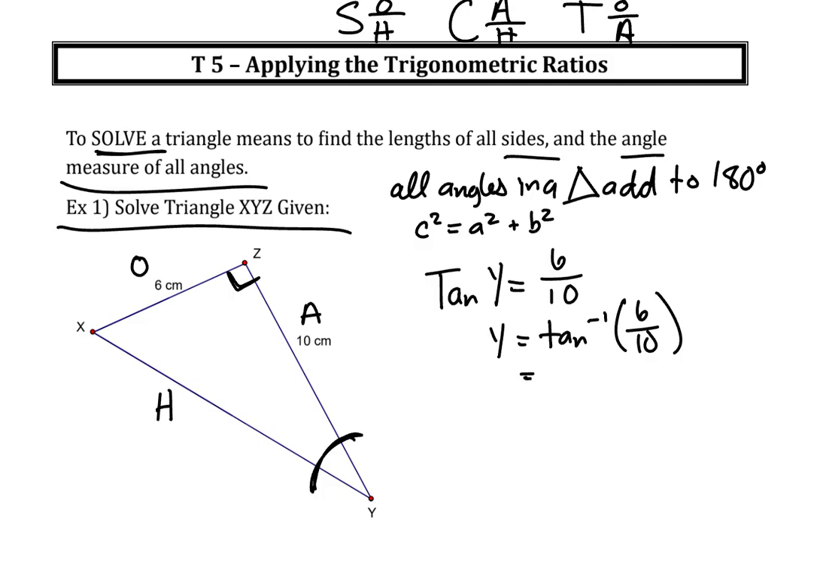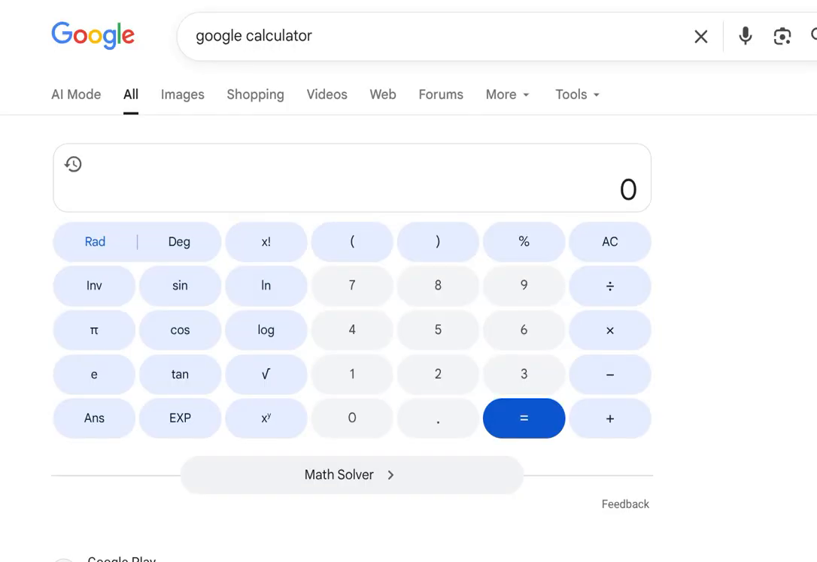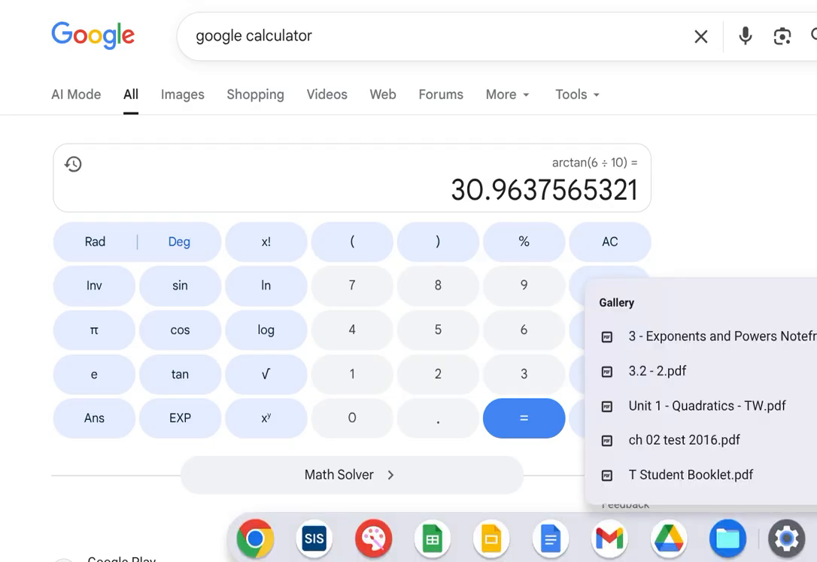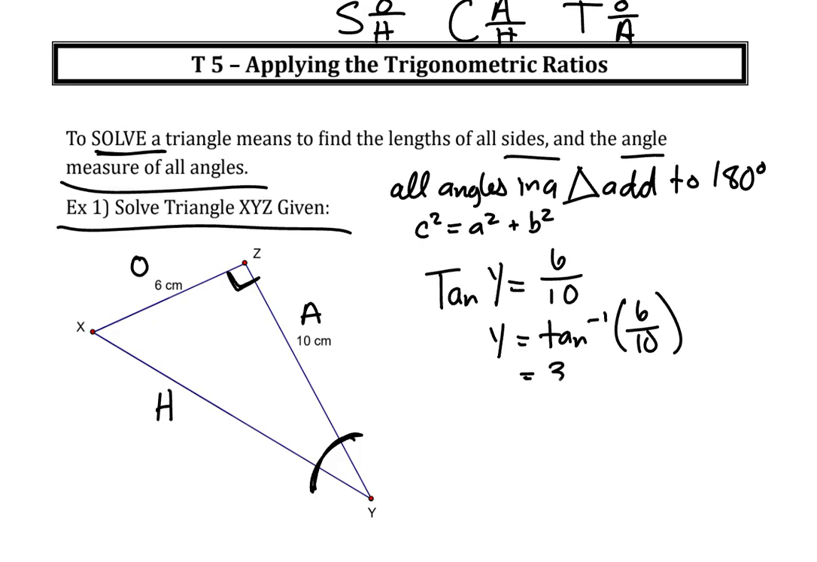Let's figure out what that is by using our calculator. So inverse tan of 6 divided by 10 equals, oh man, I did it again, I forgot degrees. Let's do this again. Inverse tan of 6 divided by 10 is, there you go, 30.96 degrees.